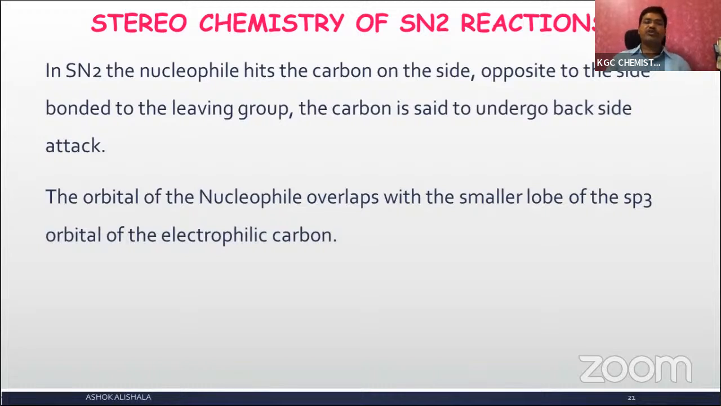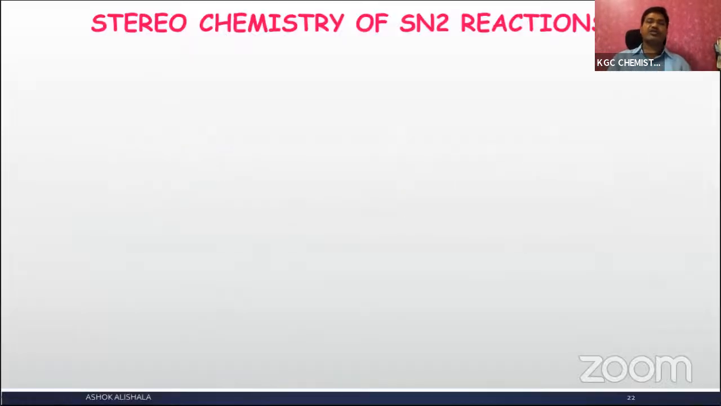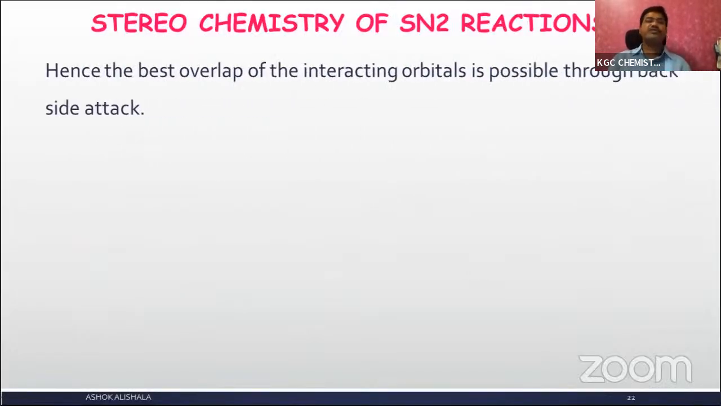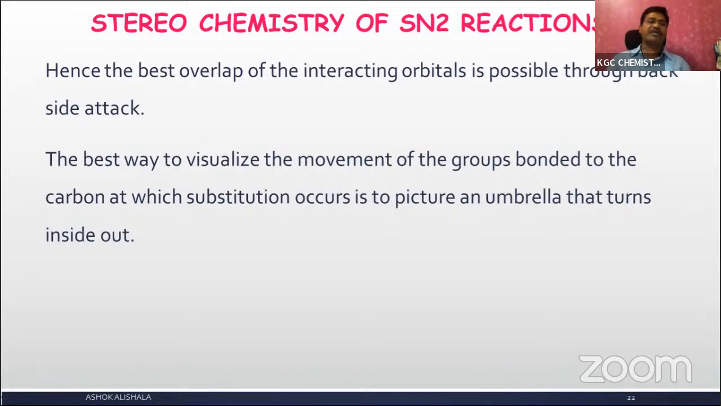The orbital of the nucleophile overlaps with the smaller lobes of the sp3 orbital of the electrophilic carbon. I'll show you a diagram. Hence, the best overlap of the interacting orbitals is possible through backside attack only. The best way to visualize the movement of the groups bonded to the carbon at which substitution occurs is to picture an umbrella that turns inside out. This is called Walden inversion.